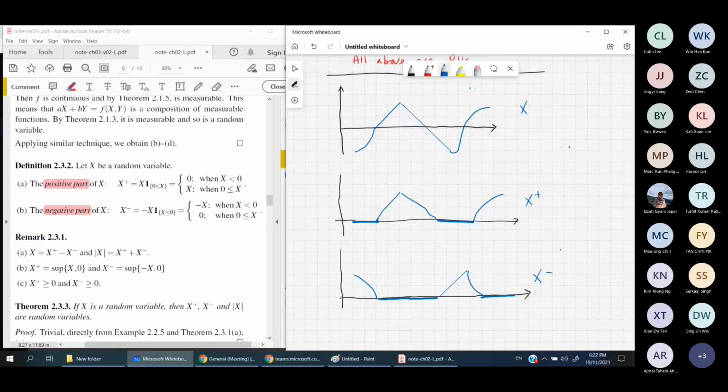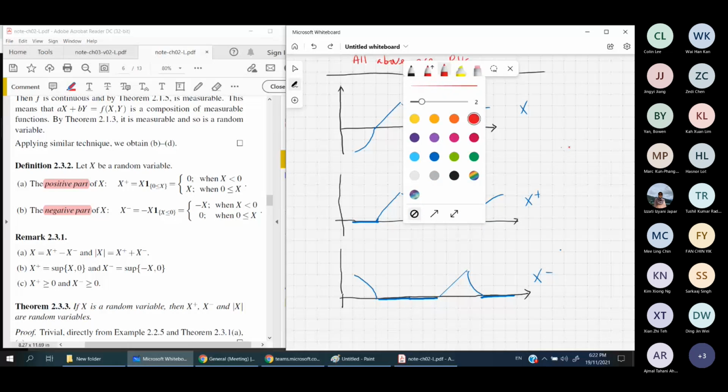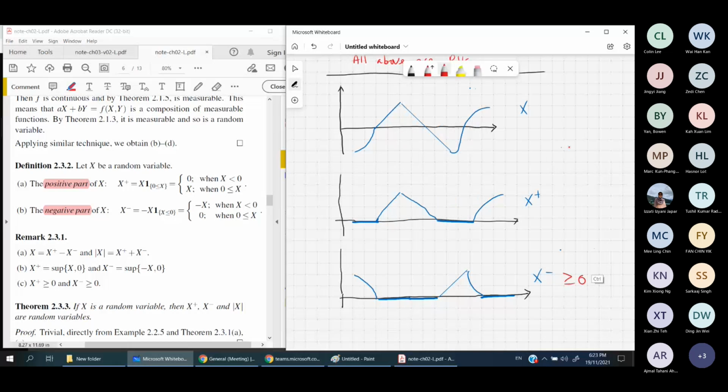This is why I'm saying it's a bit misleading, although we call it the negative part. If you look at the graph here, this function is actually always greater than or equal to 0. So these functions are always non-negative, and this is always non-negative, whereas this has a positive and negative part. This is the positive part and the negative part. So I think the next remark is straightforward.